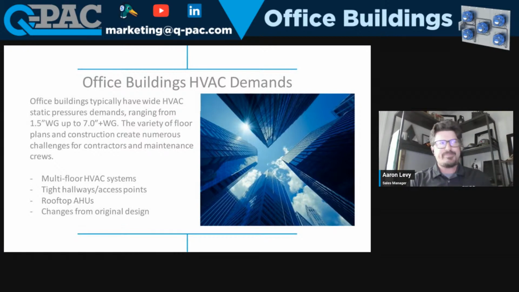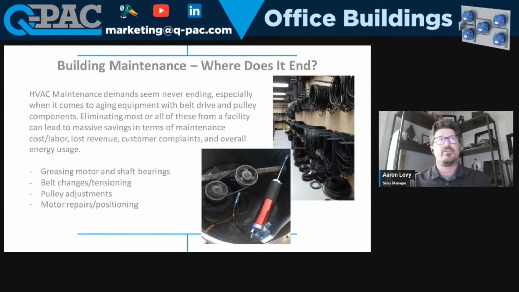And then changes from the original design, as these buildings are sometimes over 15, 20, 30 years old. The original existing ductwork and everything has probably been altered. Rooms have probably been altered. Things to consider when you're looking at going from an engineering schedule to what is existing today. And a lot of the maintenance, we always say, where does it end?